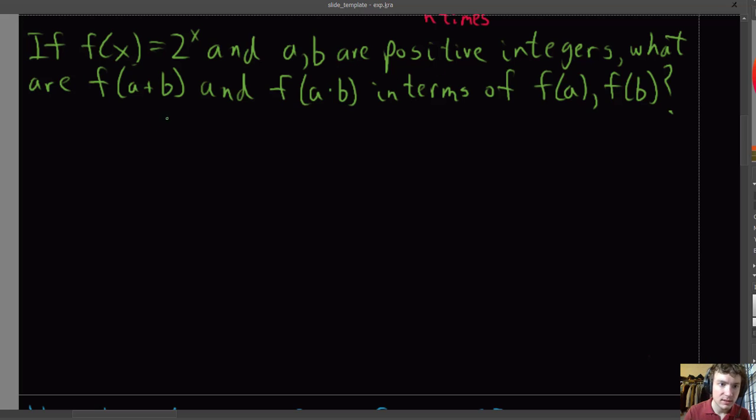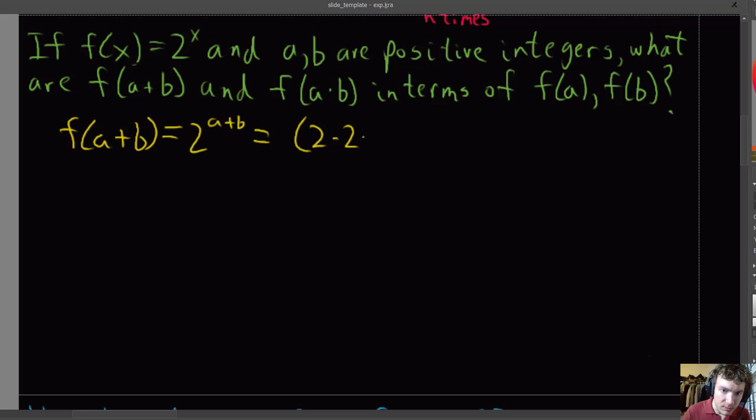and to begin we're going to assume that these two inputs a and b are positive integers, because then the question just reduces to counting factors of 2. So we'll ask, what are f of a plus b and f of a times b in terms of f of a and f of b? So to start, f of a plus b, well, since a and b are positive integers, this is 2 to the power a plus b, which really just means we're multiplying 2 times 2 times 2 times itself for a total of a plus b times.